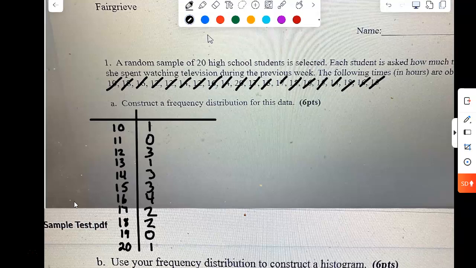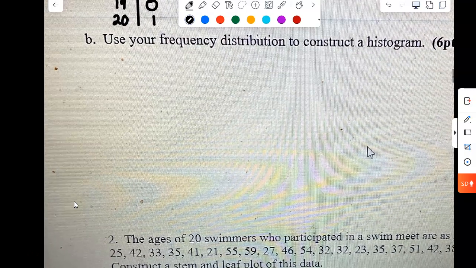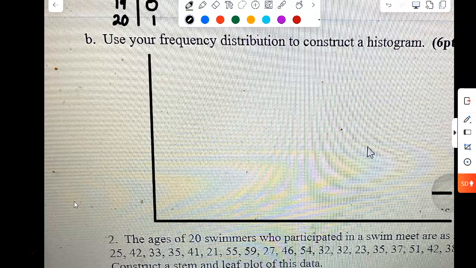And so now we've made up our frequency distribution. Okay, that's all there is for part A, or for part 1 there: construct our frequency distribution. The second question asked us to make a histogram, to take the data that we just had and make a histogram. Remember, a histogram is just a vertical bar graph. So we're going to have our vertical axis coming down. That will be our frequencies.